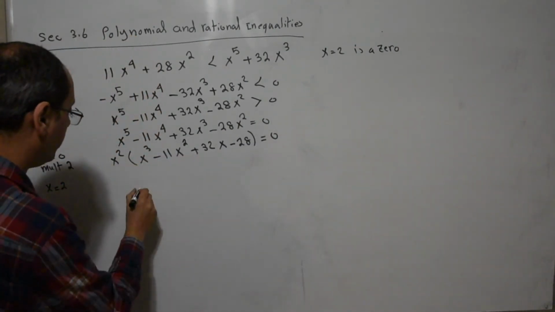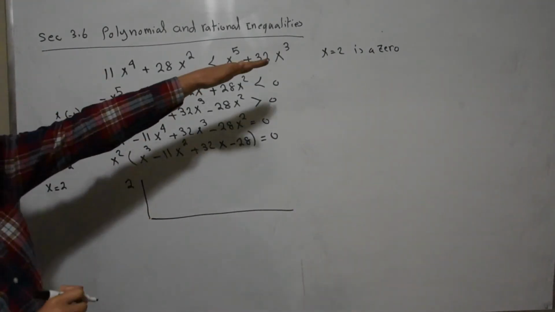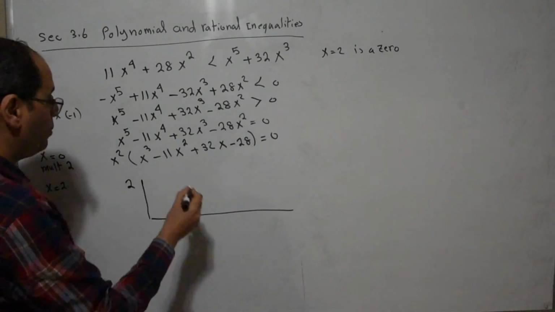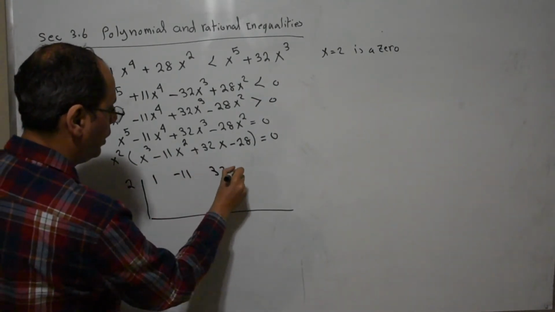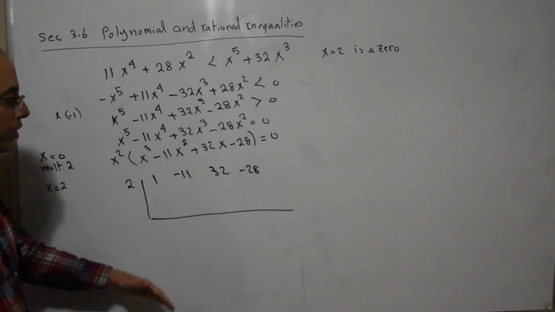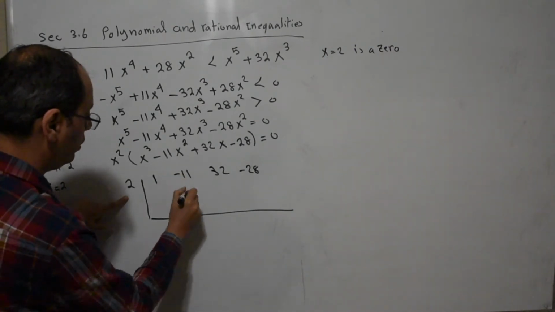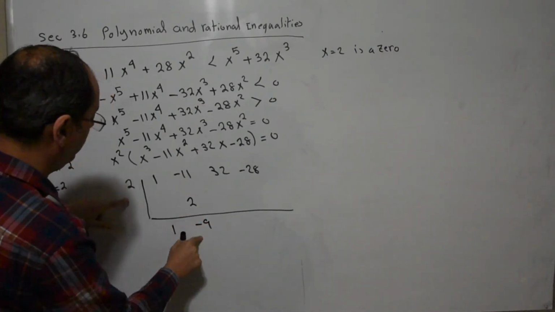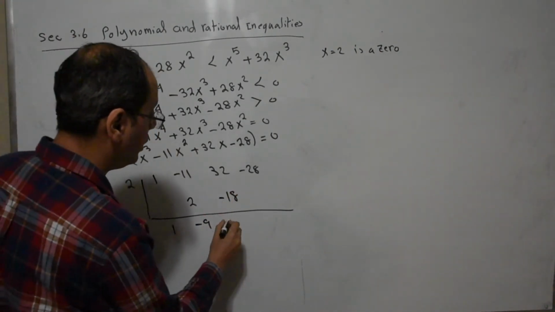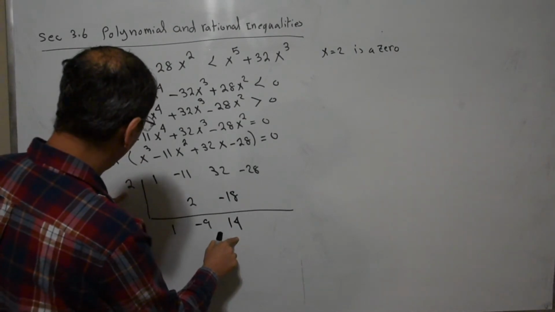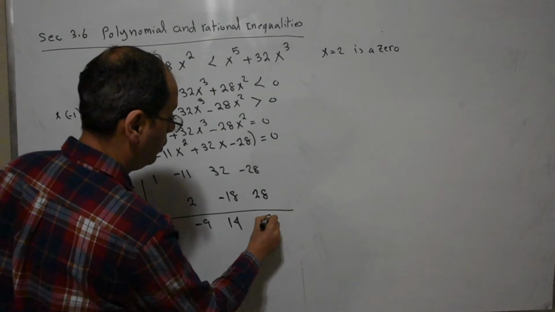So I'm going to set up the synthetic division. Here I'm dividing by 2, which is the zero. Here's x cubed, and I'm writing the coefficients 1, negative 11, 32, and negative 28. Using synthetic division, you bring the 1 down, multiply by 2, and add to get negative 9. Negative 9 multiplied by 2 is negative 18. 32 minus 18 is 14. 14 times 2 is 28. Negative 28 plus 28 is 0.